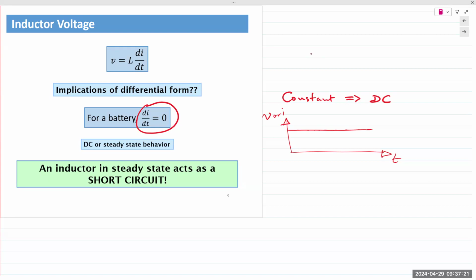So if you apply DC to a capacitor or inductor, then the behavior changes after it gets fully charged. For an inductor, once it reaches full charge, it acts like a short circuit.